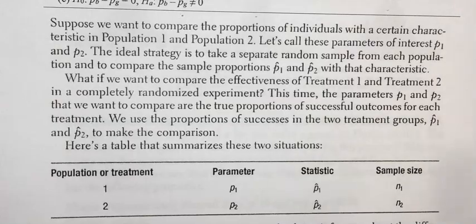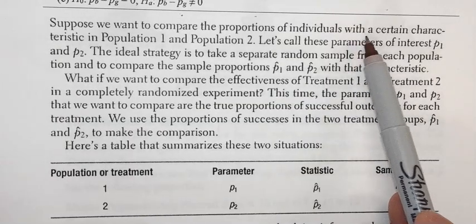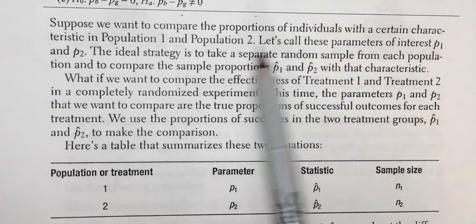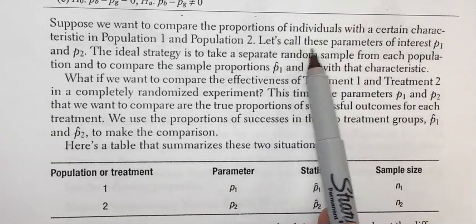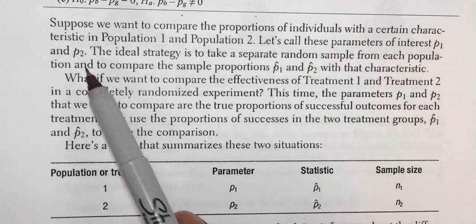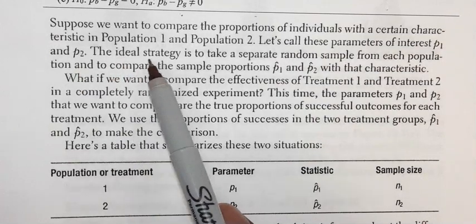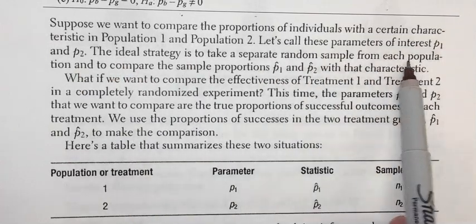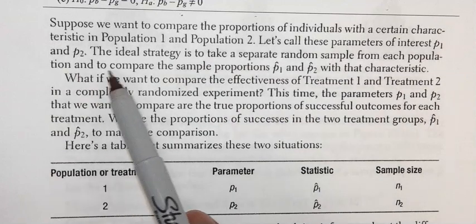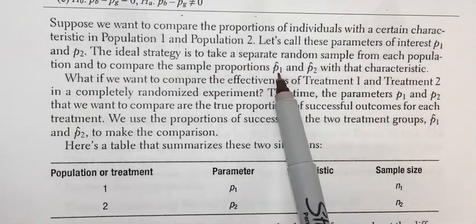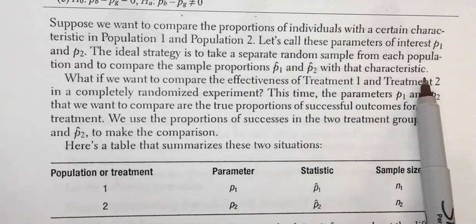Suppose we want to compare the proportion of individuals with certain characteristics in population 1 and population 2. Let's call these parameters of interest P1 and P2. The ideal strategy is to take a separate random sample for each population and then compare the sample proportions P hat 1 and P hat 2 with those characteristics.